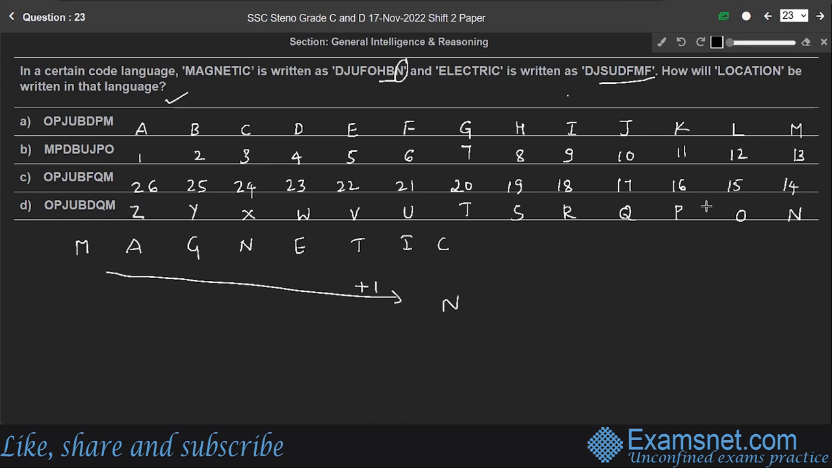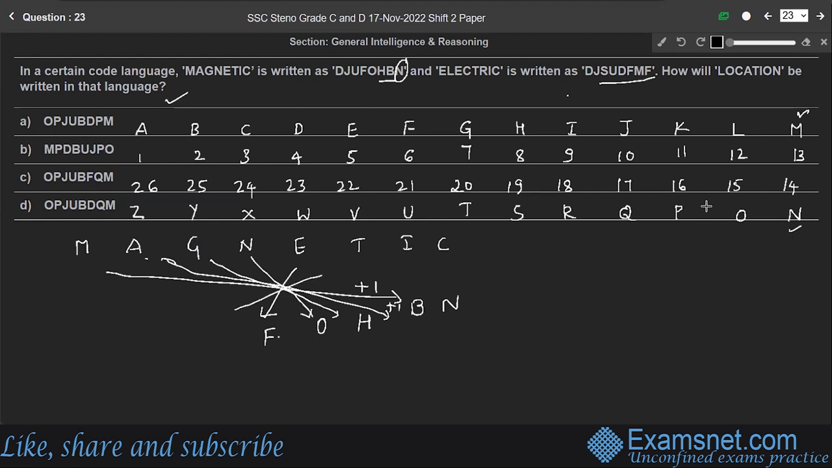Since the position value of M is 13, N is 14. So M plus 1 is N, which is written in the reverse manner, at last. Similarly, A plus 1 is B, which is written in the reverse manner. G is 7 plus 1 is H. N is 14 plus 1 is 15, which is O. And E is 5 plus 1 is F.